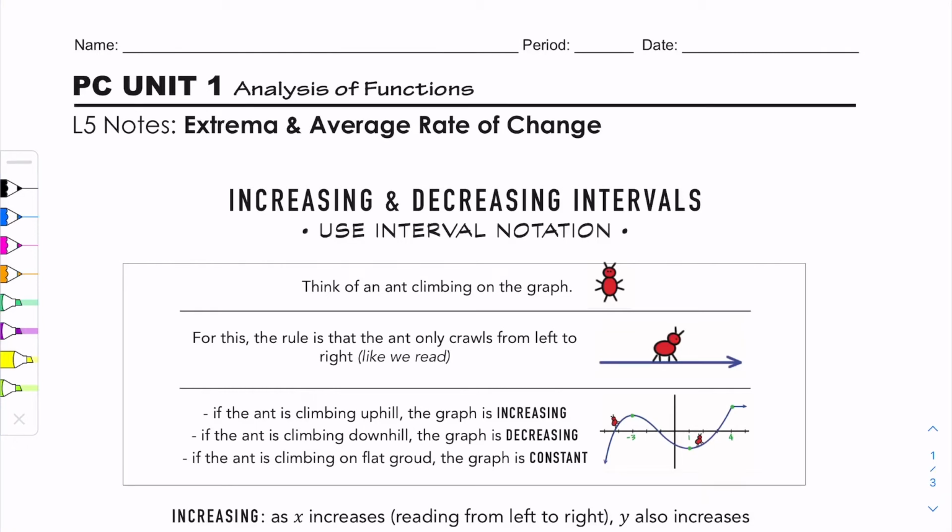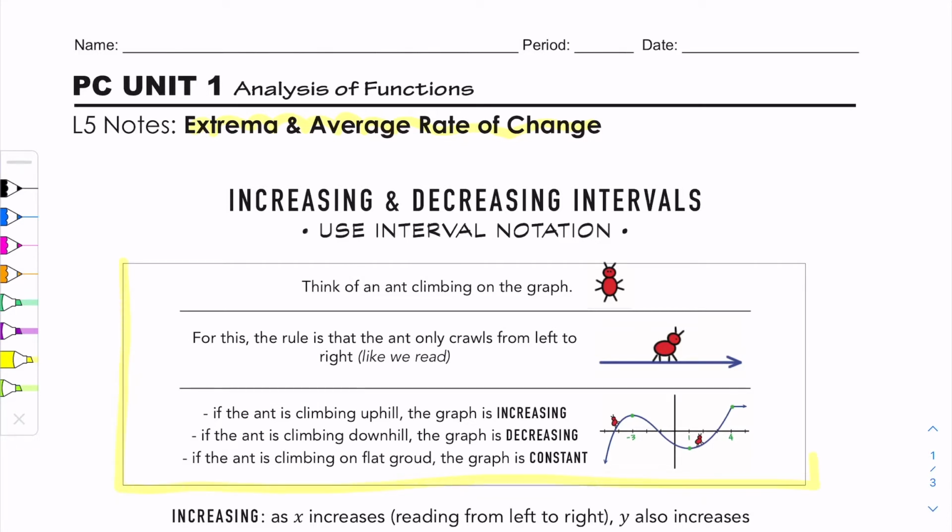Today's lesson is on extrema and average rate of change. First, we're going to start talking about increasing and decreasing intervals. We spent a lot of time on this in Algebra 2, so hopefully it's just a review. For increasing and decreasing, we're going to use interval notation.